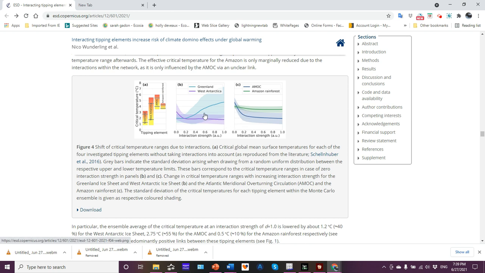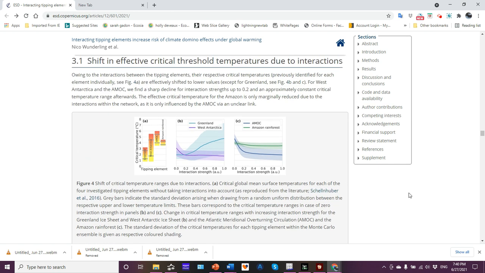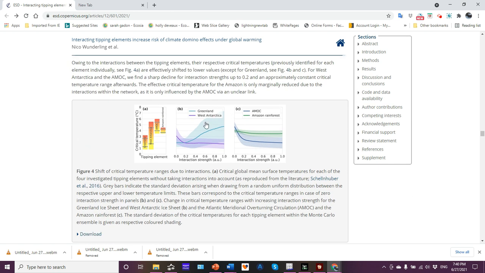So here's the interaction between the two ice sheets and then between AMOC and the rainforest here. So what this is showing is that the critical temperature is increasing with respect to Greenland and moderately decreasing when looking at AMOC and the Amazon rainforest. So what's going on here? Okay. All other interactions, if you read the statement, effectively shifted to lower values. That's for all other interactions.